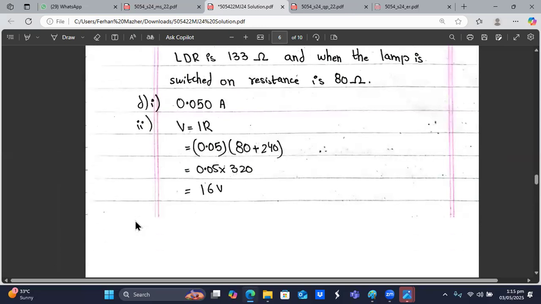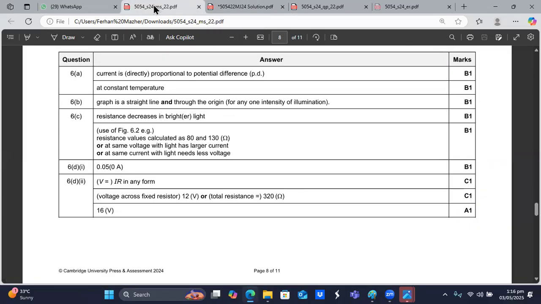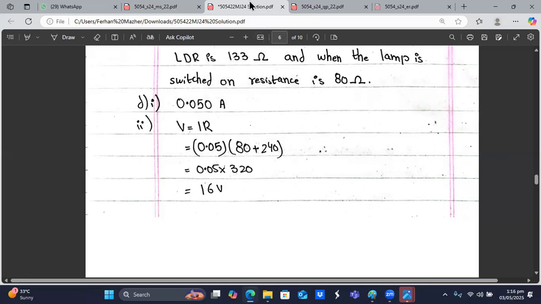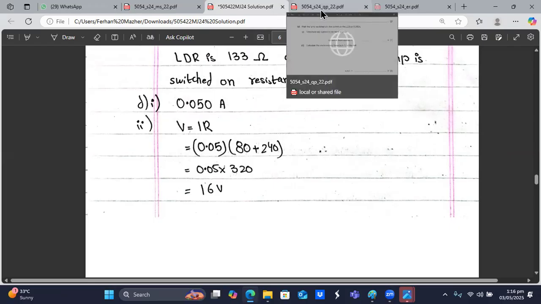Here the voltage will be equal to the current multiplied by the total resistance of the circuit. The current flowing through the circuit is 0.05 ampere, and the total resistance of the circuit is 80 plus 240. So it is 0.05 multiplied by 320, which is 16 volt. So the EMF is 16 volt, which is the right answer. This is how it has been done. Because they both are connected in series, the total resistance of the circuit will be 80 plus 240. 80 is the resistance of the LDR when the light is on.